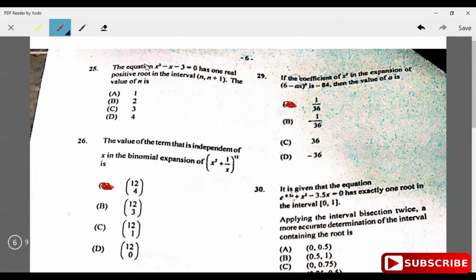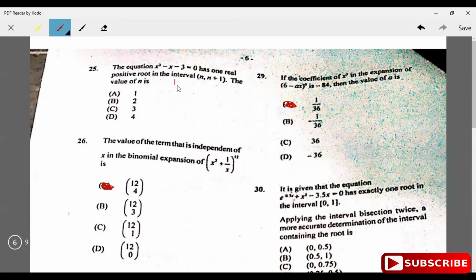Now this looks like a new question. Look what it says. The equation x cubed minus x minus 3 equals 0 has a root on the positive interval n, n plus 1. Find the value of n. If it has a positive root in the interval, then you're going to take f of n and f of n plus 1. So what they're asking you to do is use the IVT.